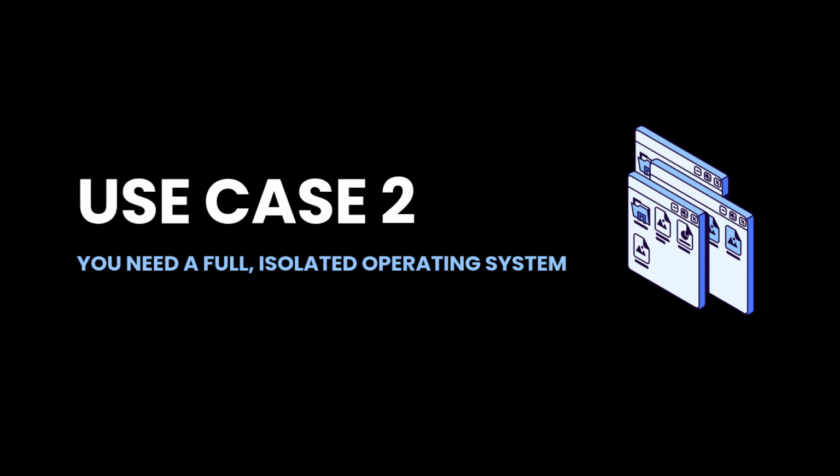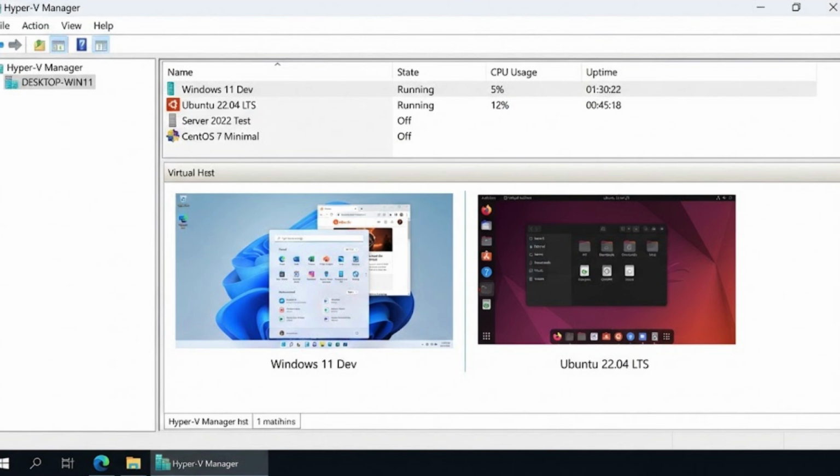Use case 2. You need a full, isolated operating system. Now let's say your need is different. You want to boot a completely separate operating system. Could be another Windows version for testing, a Linux desktop environment with a full GUI, even certain BSD variants. You need something that behaves like an actual computer, with its own boot process, its own desktop, isolated from your host in a way that a shared kernel tool like WSL2 simply isn't designed for.